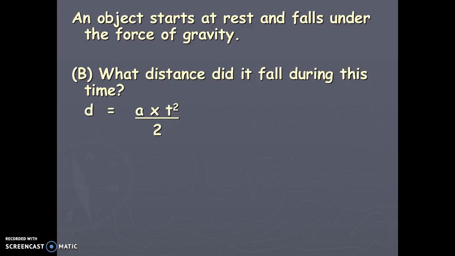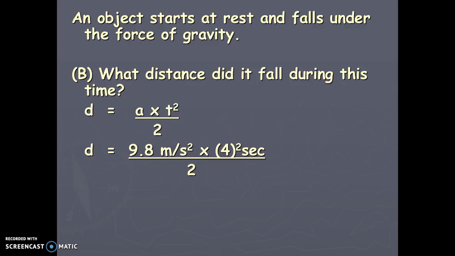Same problem, now using the distance formula, which you should write down somewhere, and you see that right here on the screen. Distance equals acceleration times time squared, divided by 2. You always want to square the time first. As we start plugging in some numbers, remember A and G are the same thing. They're both gravity. You would plug in 9.8 times 4 squared divided by 2.